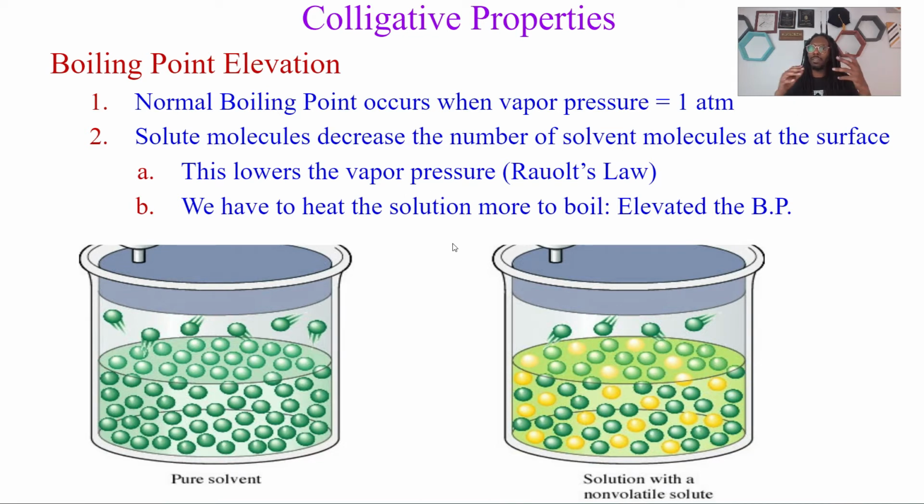It's the same thing coming into play here. You add more solute, it's impacting it in some way. In this case, like I mentioned before, Raoult's law, we lower the vapor pressure. And because of this, we have to increase the heat in order to get it to the gas phase. So our boiling point has been elevated.